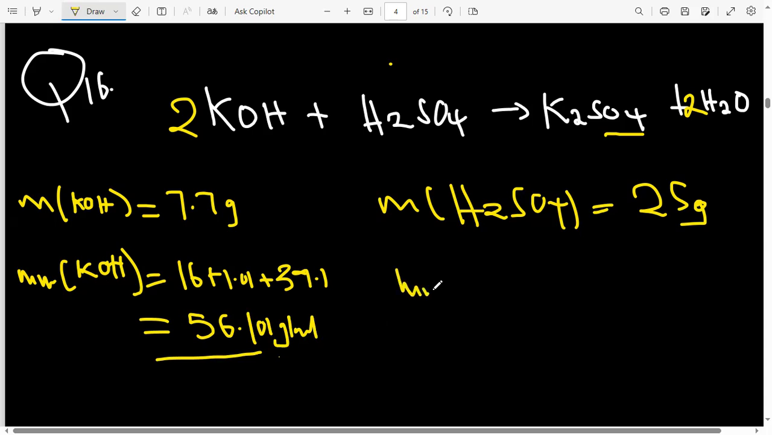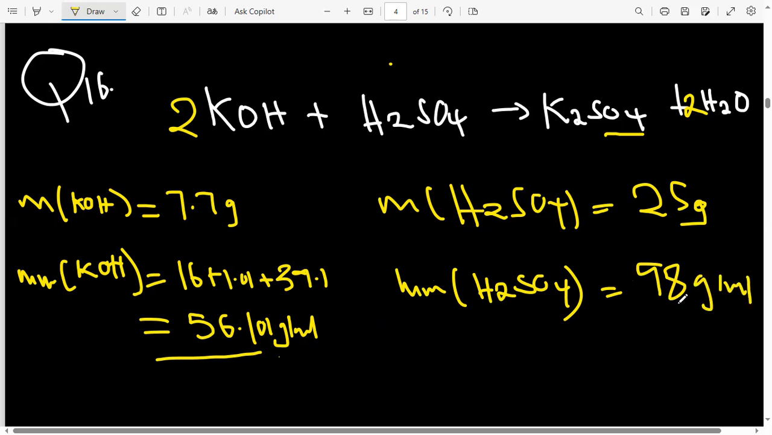What about the molar mass of sulfuric acid? Sulfuric acid, not hydrochloric acid. So the molar mass of sulfuric acid is well known to be around 98 grams per mole. So if you want, you just get the mass of hydrogen multiplied by 2 plus the mass of sulfur plus the mass of oxygen multiplied by 4. You're going to get roughly 98 grams per mole.